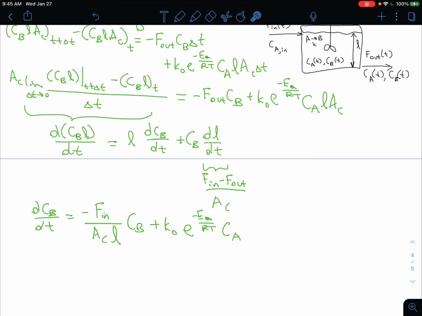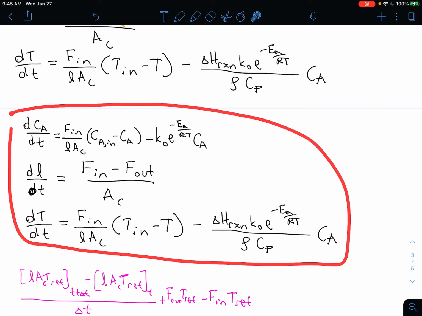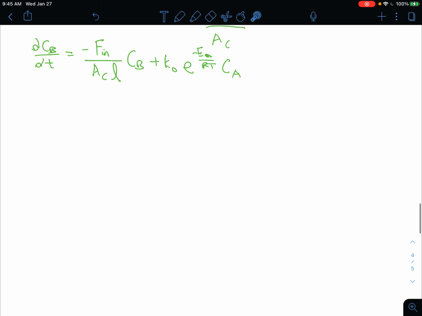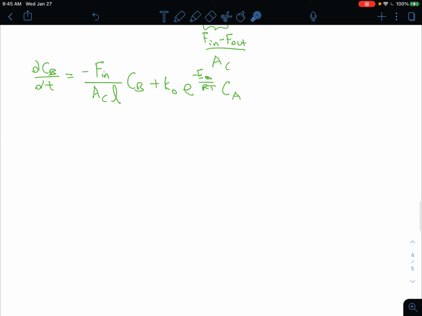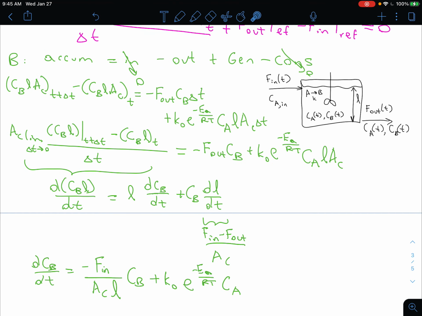So right here, this should be an equation for CB as a function of time, which I could add to this system of equations. And then it would make it possible to calculate CB as a function of time. So I think we have accomplished our mission. Let me just quickly check. All right, I think we have.